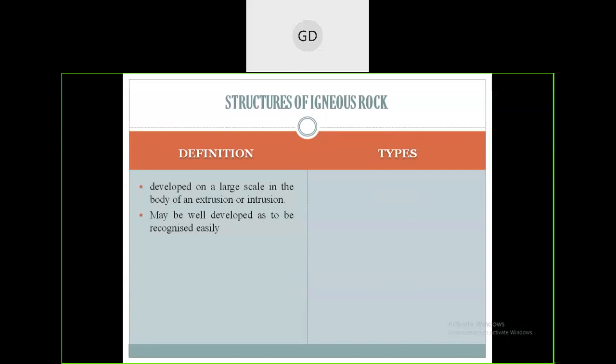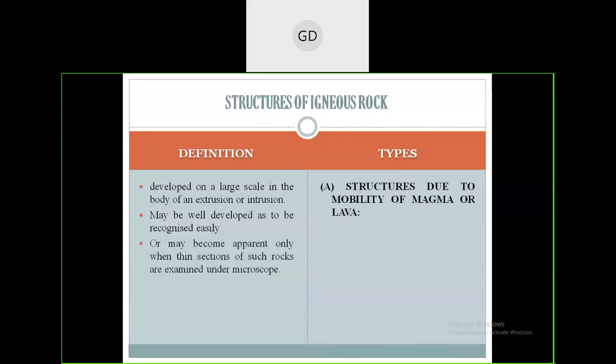These structures of igneous rocks might be very well developed, so that they can be recognized very easily on visual inspection, or they might be very subtle, so that when you cut thin sections of rocks, you can examine them only under a microscope.